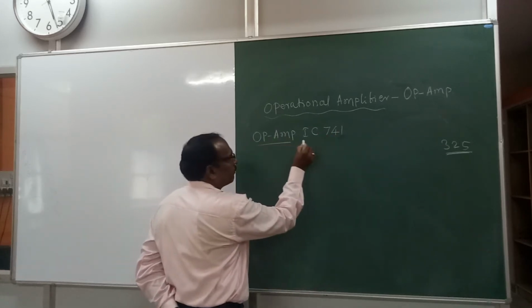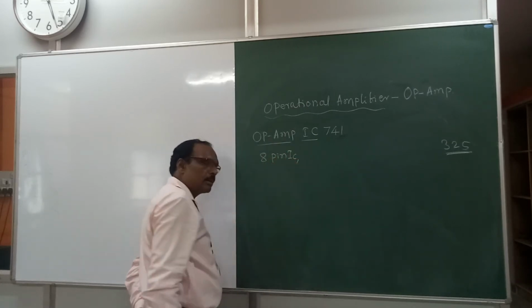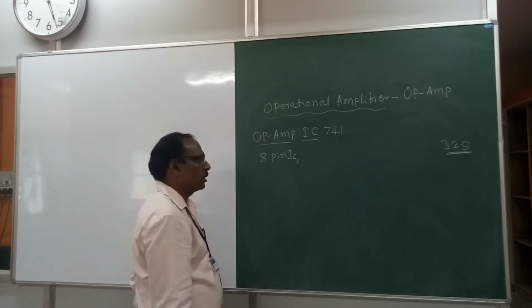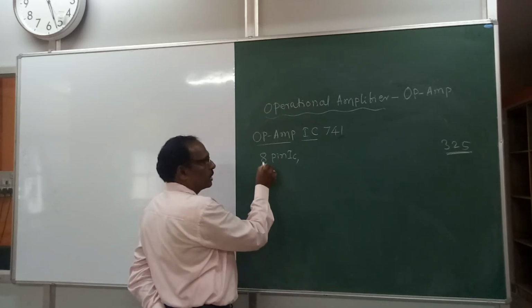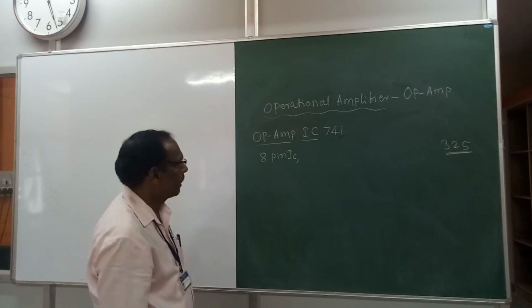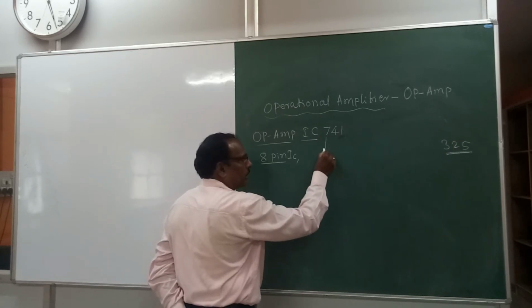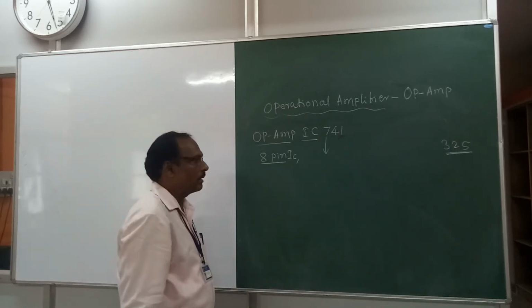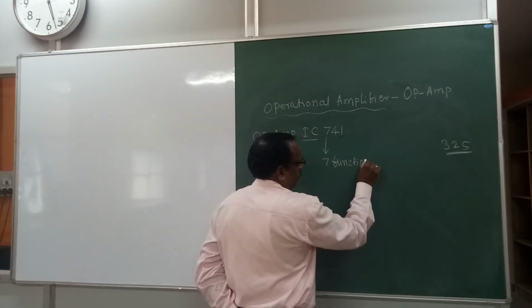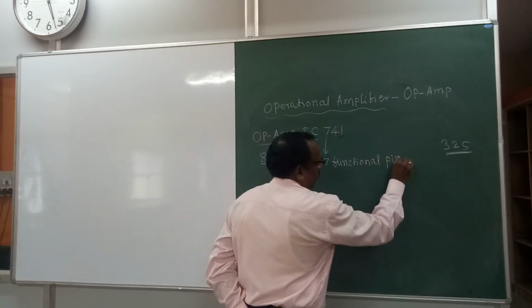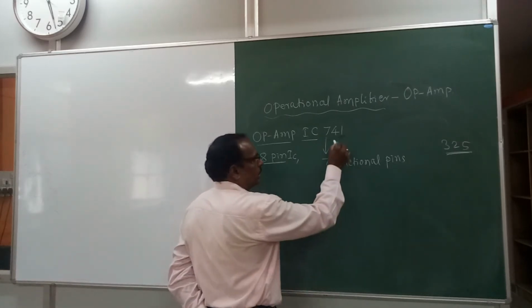This operational amplifier IC is an 8-pin IC. Sometimes it is available as a 16 pin IC or 14 pin IC. Here it is an 8 pin IC. This number 741 indicates there are 7 functional pins.